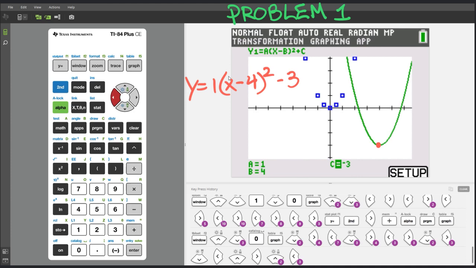And now we're simply talking again about what does a do? a is telling us something about the curvature, which is really the most challenging thing to kind of process and graph on your own. h, or b, is helping us find the x value of the vertex. So notice that b there, that's the x value of the vertex. And then k, or c, is telling us the y value of the vertex.